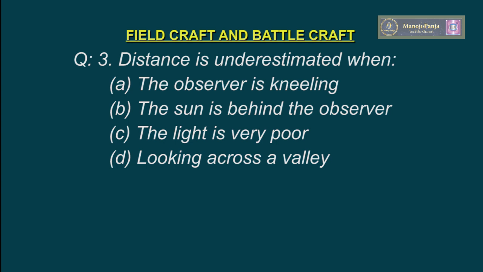Question 3. Distance is underestimated when A. The observer is kneeling. B. The sun is behind the observer. C. The light is very poor. D. Looking across a valley. Right answer B. The sun is behind the observer.